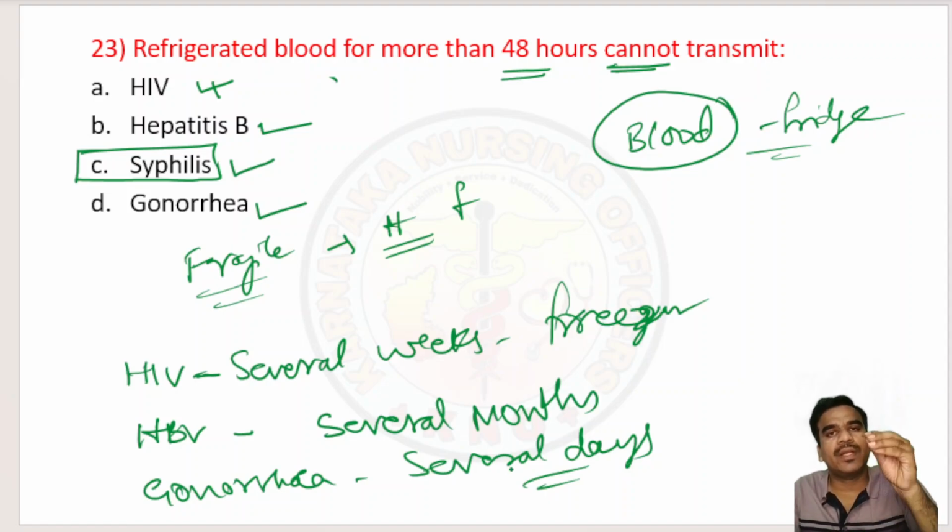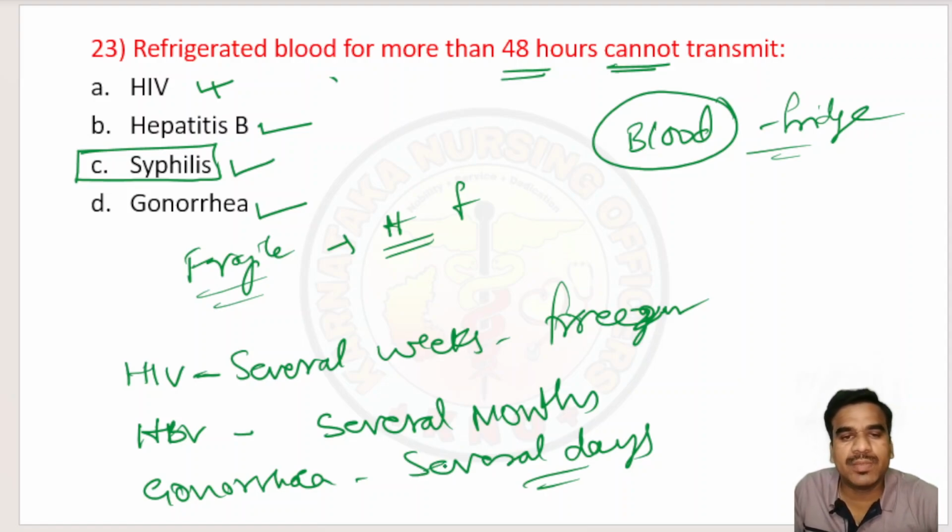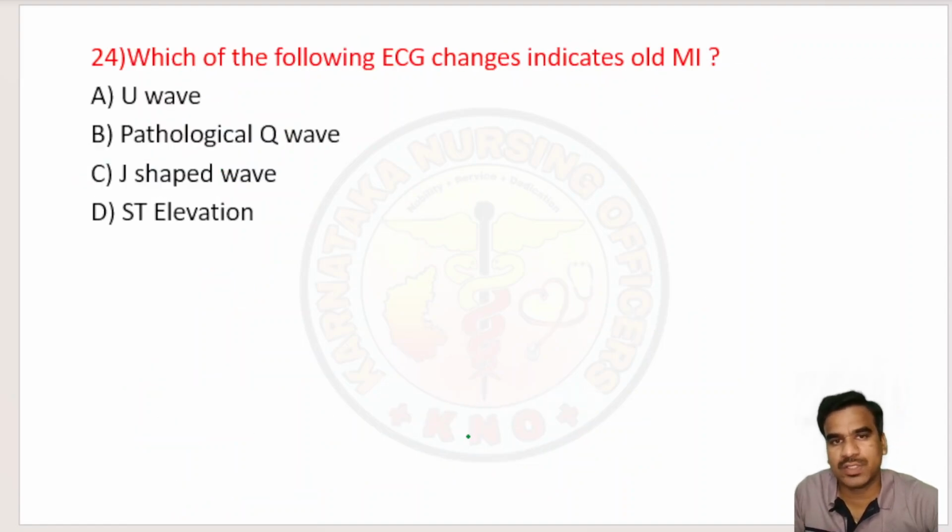So syphilis will not survive in the refrigerator. HIV, HBV and gonorrhea will transmit if the blood products are stored in the refrigerator. So hope you understood. This is one of the most advanced questions.